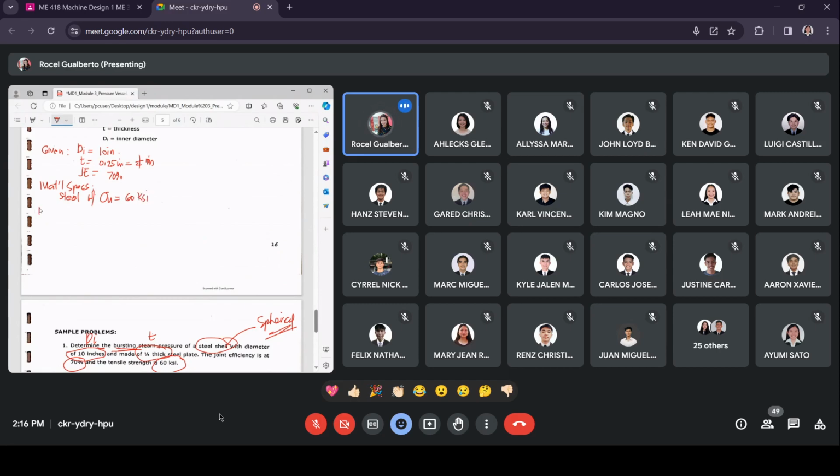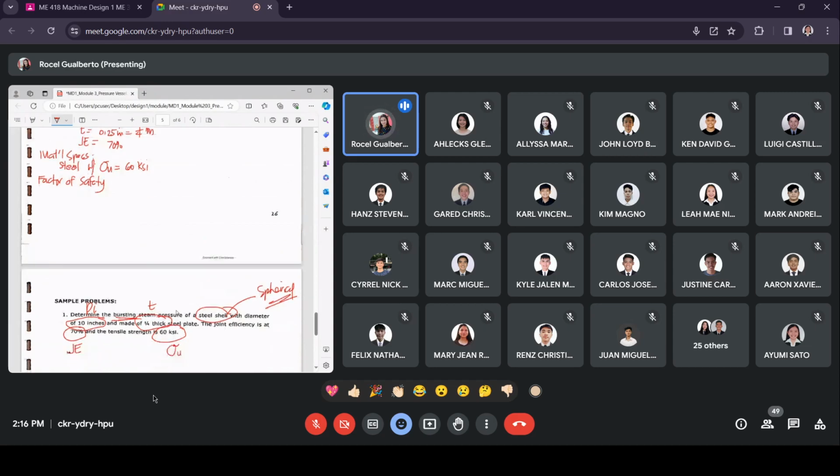Now, let us have now the factor of safety. What would be the value of the factor of safety? You'd go again doon sa problem and see the problem. So, determine the bursting steam pressure. So, you are asked to find the bursting steam pressure, the pressure to which your vessel will explode or will burst.